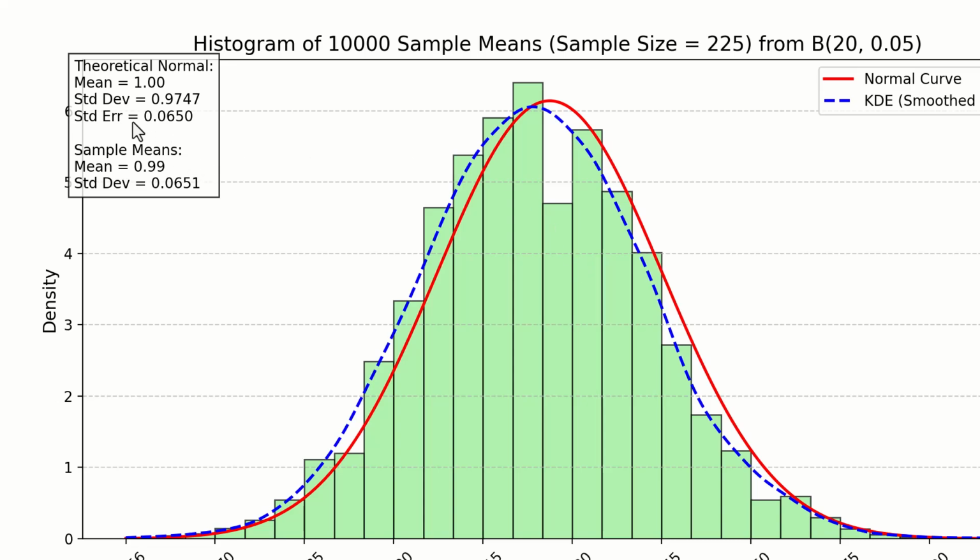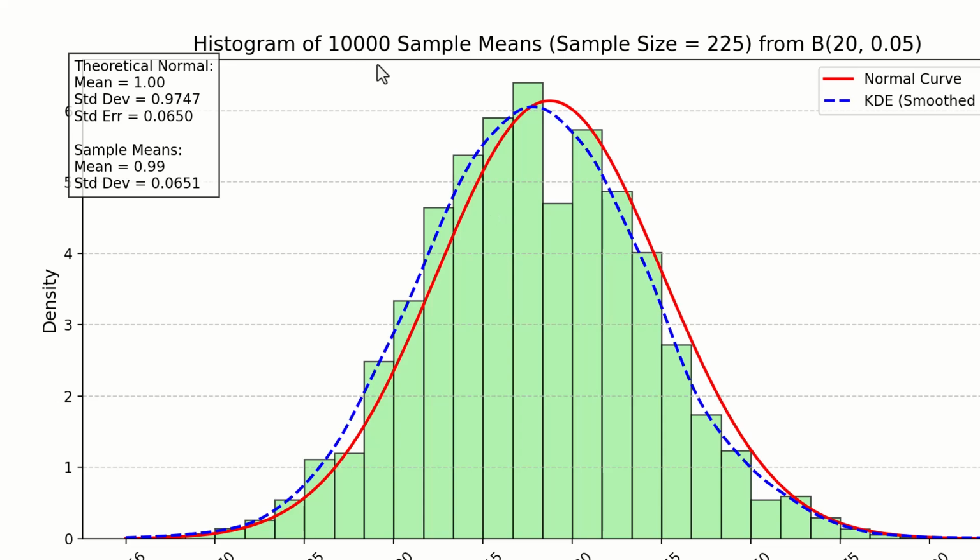The standard error should be the standard deviation divided by the square root of 225, which is 15. And you can see the standard deviation here really is quite close for those sample means, although the mean of those is 0.99. I've only got that though to 2 decimal places, so it might actually be 0.994 something. We don't know, but even so, it's quite close to the mean. So you can see how this works.